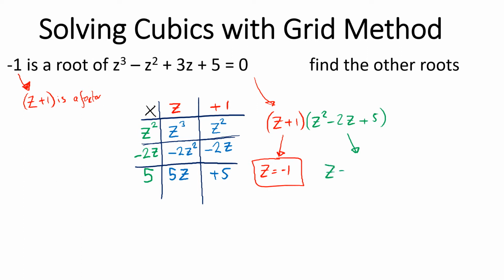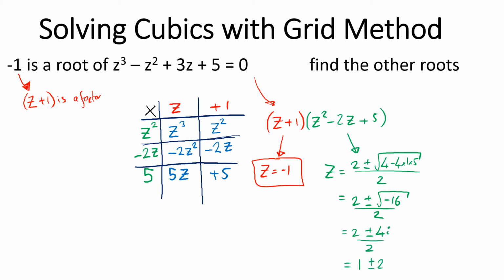We can say we've got z is 2 plus or minus the square root of, let's see, what's b squared? 4 minus 4ac, so 4 times 1 times 5, all over 2, and that will give me 2 plus or minus the square root of minus 16 over 2, which will be 2 plus or minus 4i over 2, which will be 1 plus or minus 2i. And there's our complex conjugate pair of roots. So there's all of our solutions.